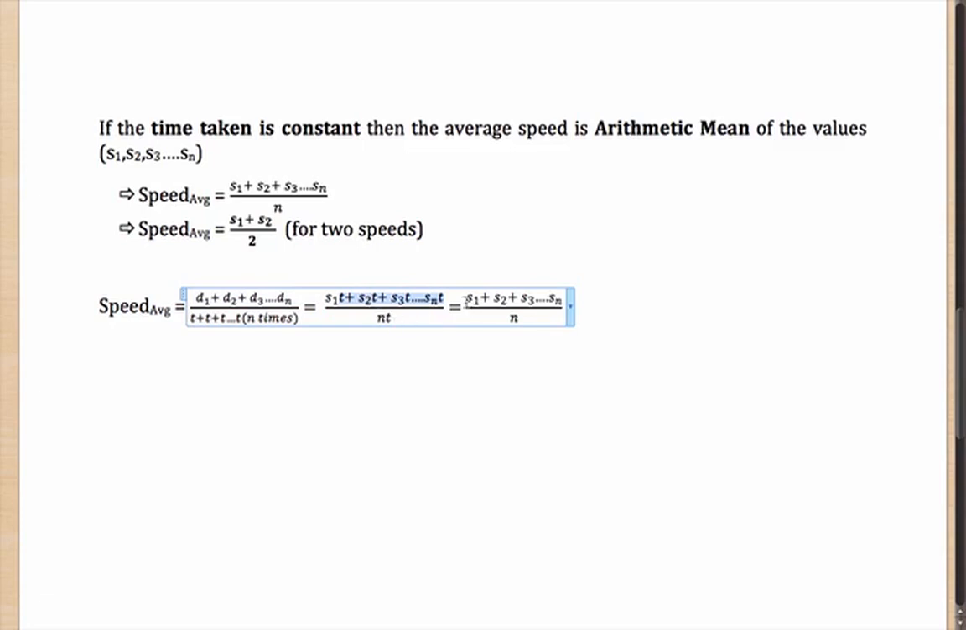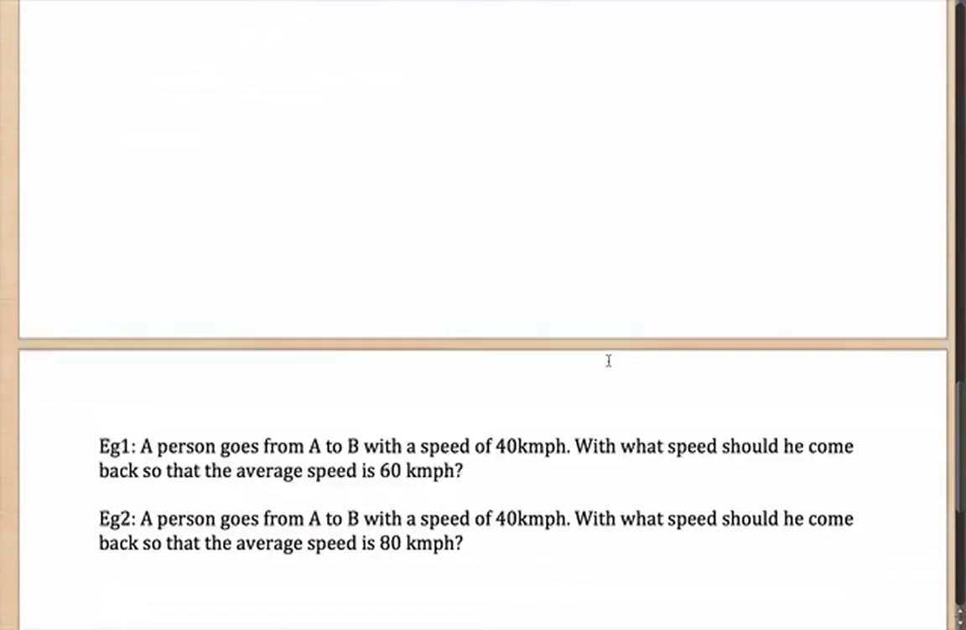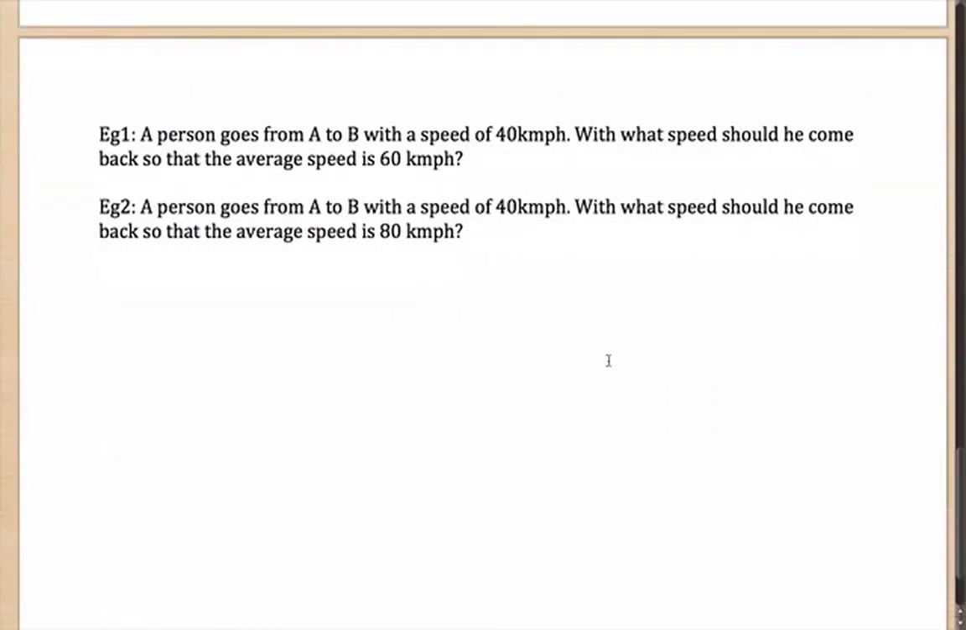You will be left with s1 plus s2 plus s3 till sn, which is divided by n, which is nothing else but the arithmetic mean of the values given. Let us look at a couple of examples based on average speed. Let's say a person goes from A to B with a speed of 40 km per hour. With what speed should he come back so that the average speed is 60 km per hour?